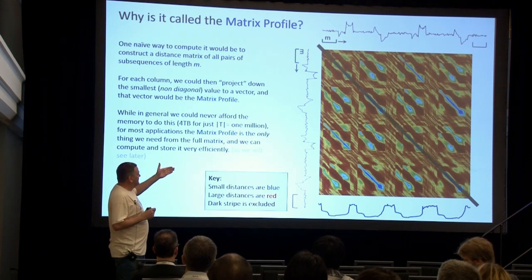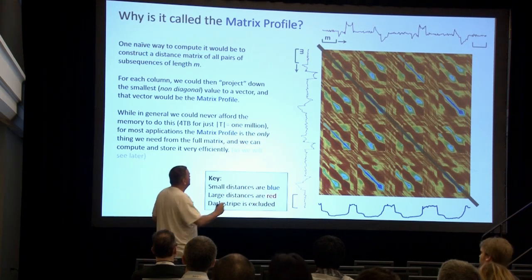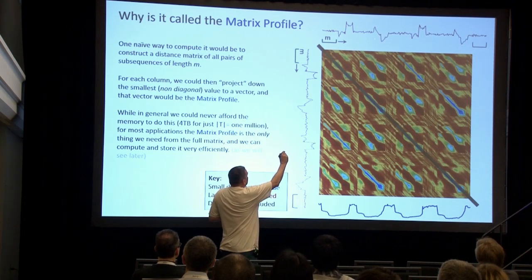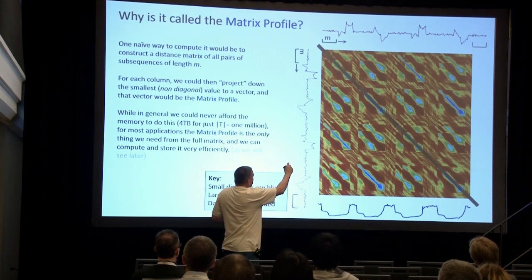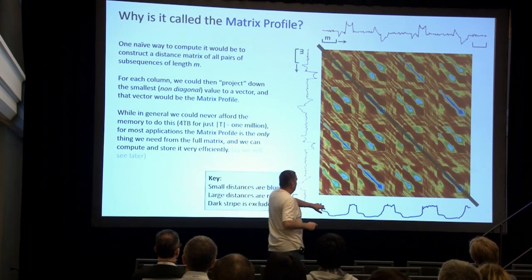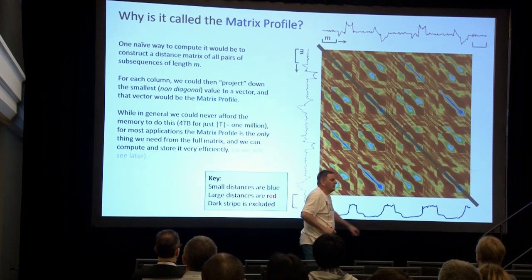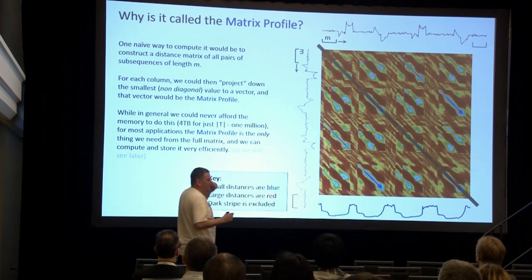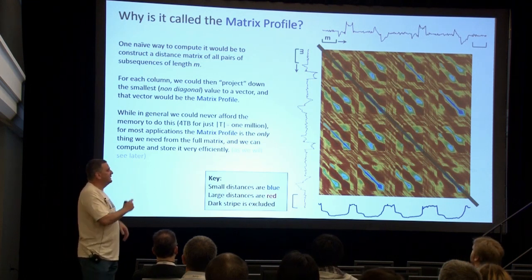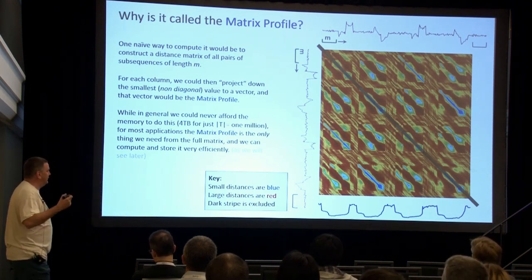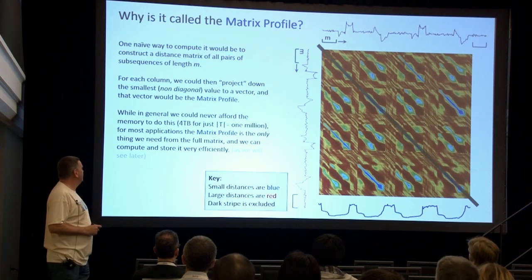If I did compute this, then for any place like here, I can walk down here and look for the smallest value, not including the diagonal, and I write that smallest value down as the height here. If I do that, I've now computed the matrix profile. So it's like a shadow, in some sense, a projection of a full matrix. But again, we never compute the full matrix. It would be computationally infeasible.